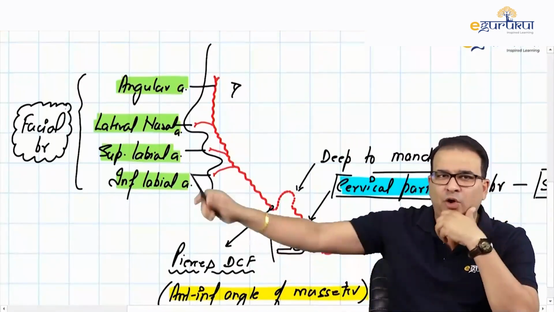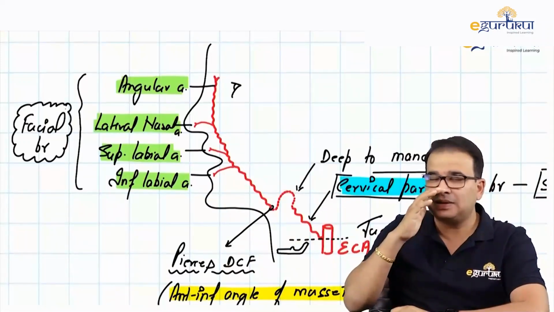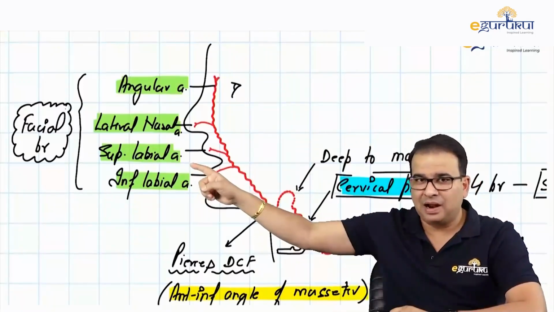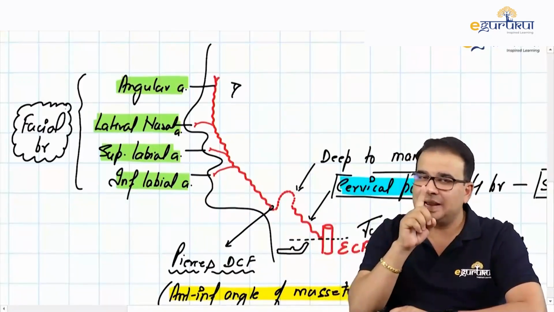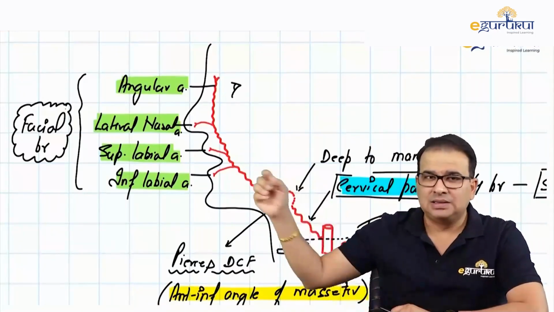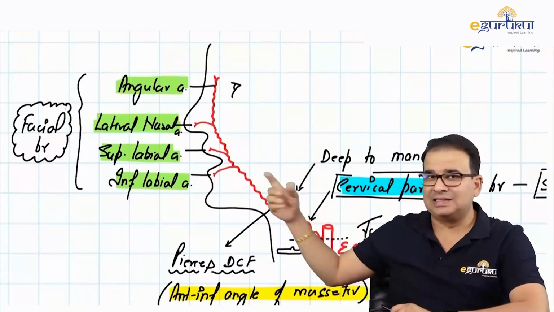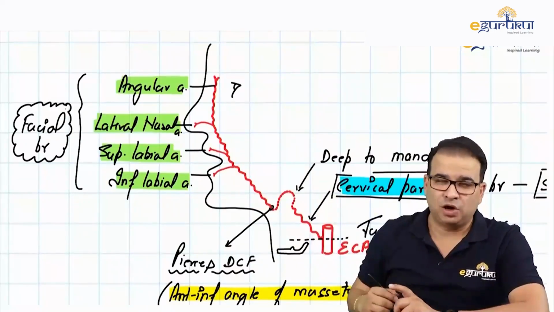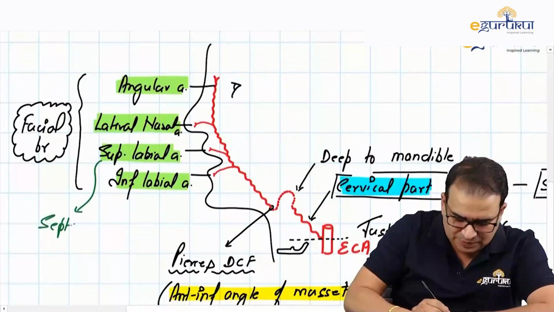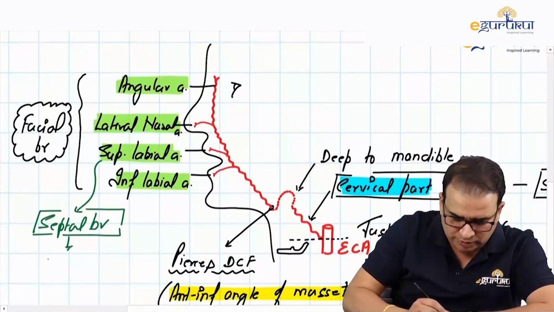Please also remember that out of all these 4 branches, the lateral nasal artery supplies the ala of the nose. This is not the artery supplying the lateral wall of the nose. When I say lateral wall of nose, I'm talking about the interior. It's the superior labial artery which gives off the branch which goes inside and supplies the nasal septum also. It contributes to Kiesselbach's plexus as well. This superior labial artery gives off the branch which contributes to Little's area, and that artery is called the septal branch of the superior labial artery.